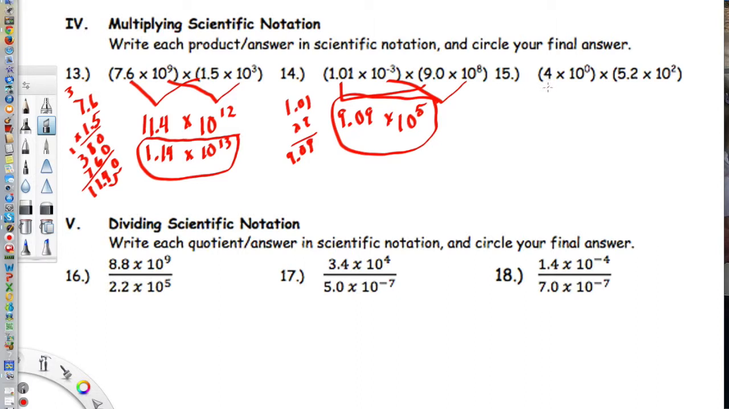Last but not least, my last multiplication problem on the test, I have 4 times 5.2, which I know right now is going to be 20.8. And then when I multiply my two power 10 numbers, or base 10 numbers, 10 to the 0 power times 10 to the second power is going to be 10 to the second power, because 0 plus 2 is 2. Is this in scientific notation?